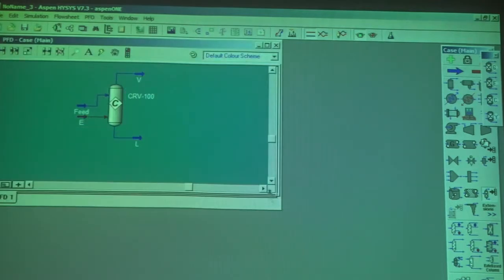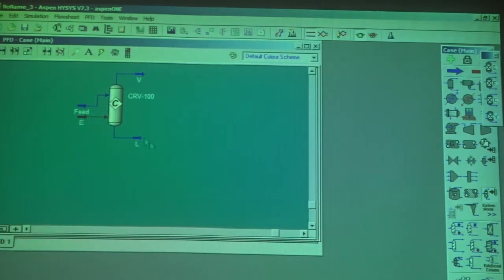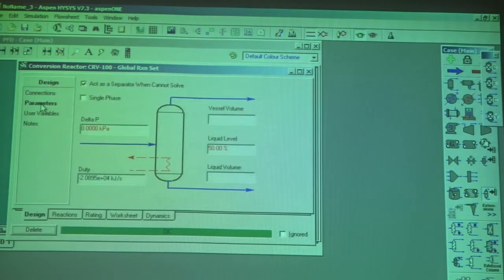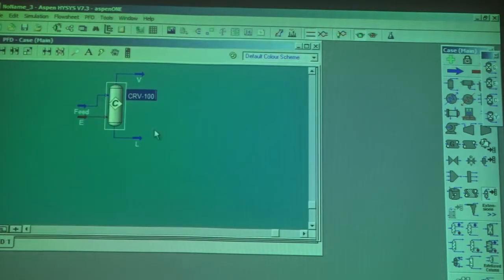As you see, everything is converged, and we can look at the reactor parameters, and we see here the heat that is released in kilojoule per hour or kilojoule per second, or kilocalorie per hour, or BTU per hour. This is the heat that is released by this exothermic reaction in order to have a product that has a temperature of 200 degrees Celsius.